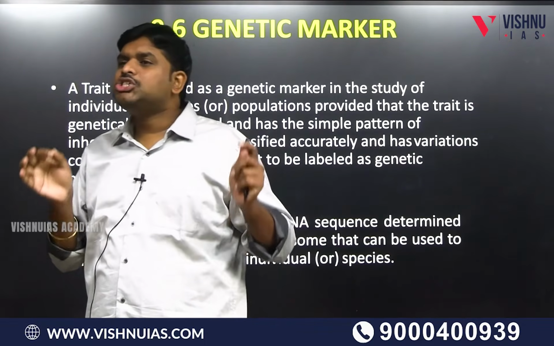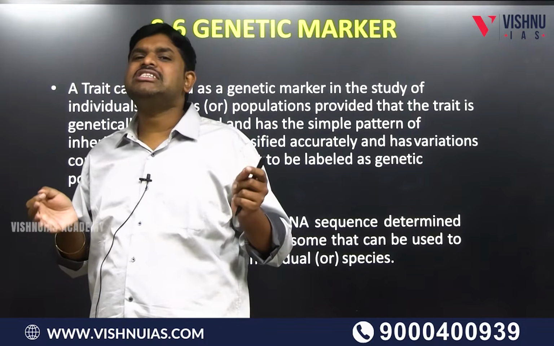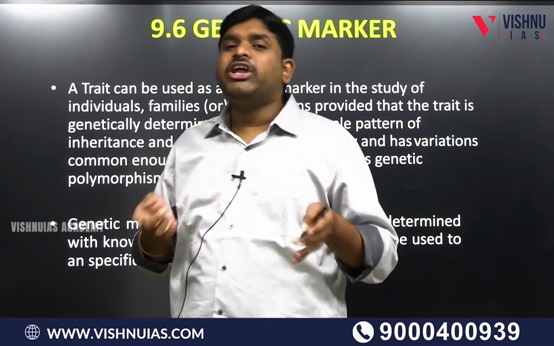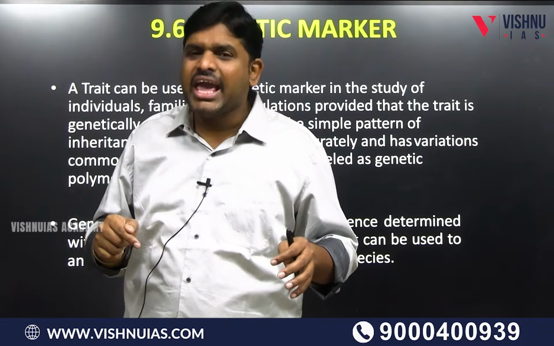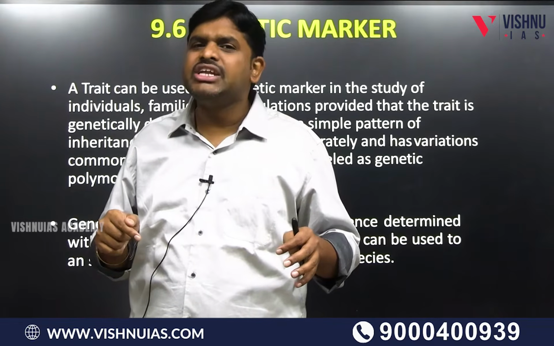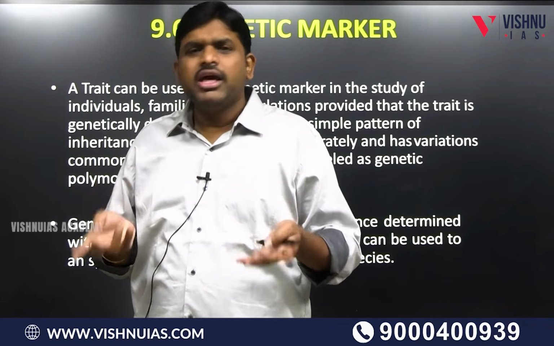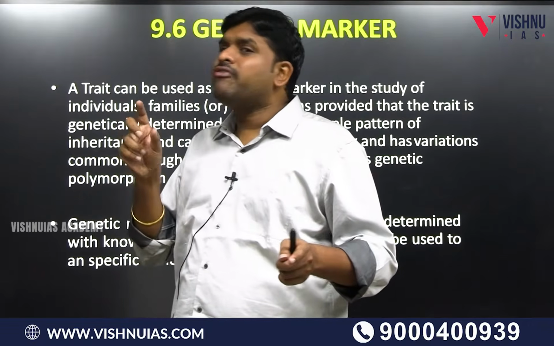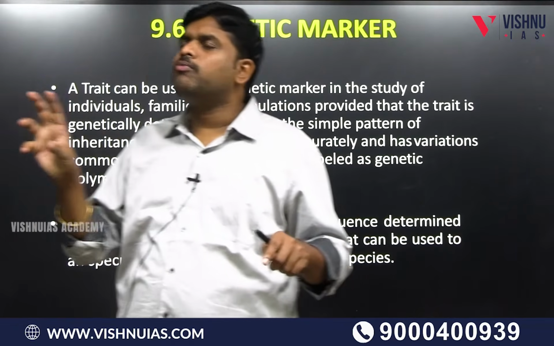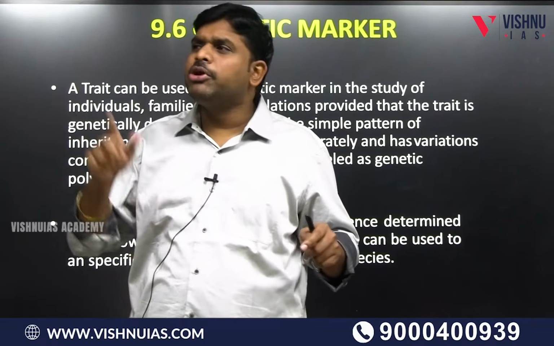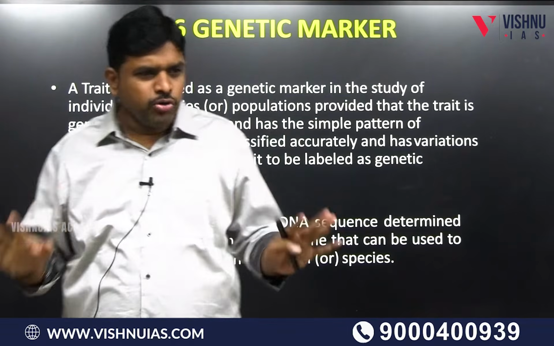So, based upon the protein which is formed, protein is nothing but antigen A or antigen B or antigen A and B or no antigen. If A antigen is produced, then the blood group will be A. If B antigen is produced, then the blood group will be B.